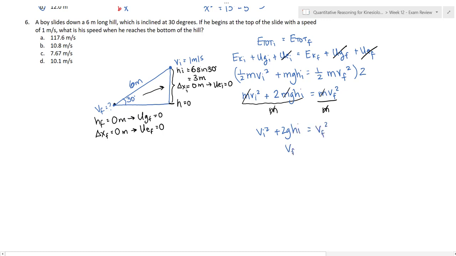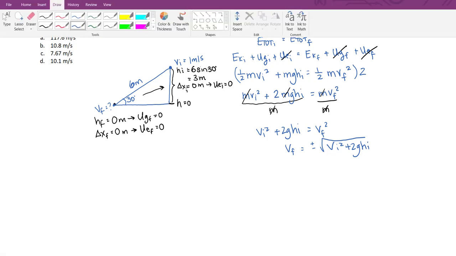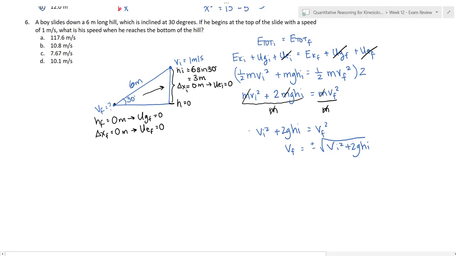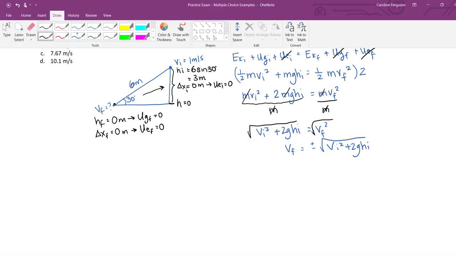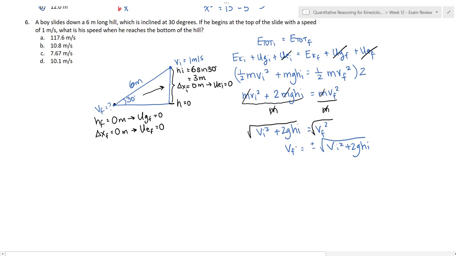Now we can solve for v final, which is plus or minus the square root of v initial squared plus 2gh initial. Really all I did in the step before was take the square root of both sides, and then I rearranged so that the v final is on the left side of the equal instead of the right. Okay, so let's start to sub in all the values we know.